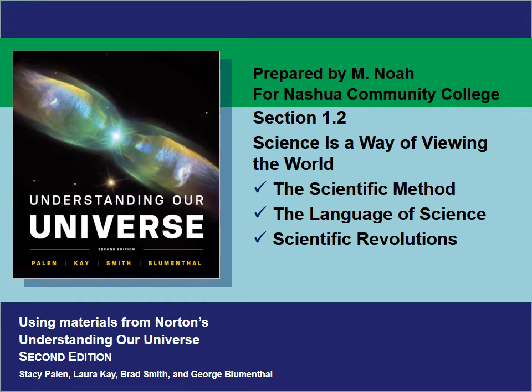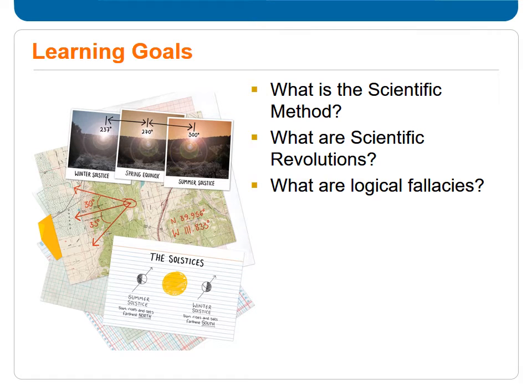This lecture, entitled Science is a Way of Viewing the World, covers all of section 1.2 in the book. This includes the subtopics of the scientific method, the language of science, and scientific revolutions. The main learning goals of this learning module are to be able to describe the scientific method.